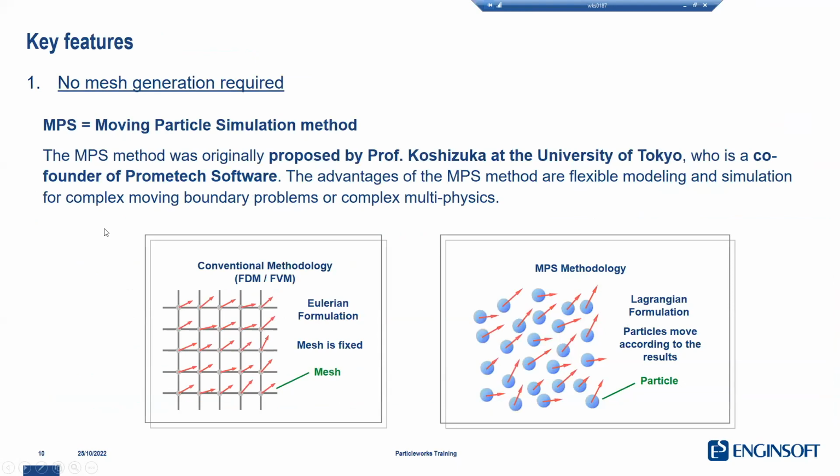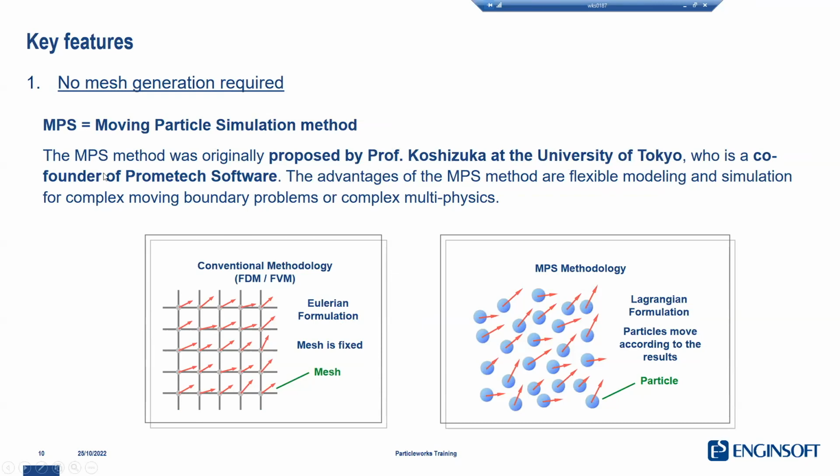So let's see. As I mentioned, the first feature is for sure the fact that we don't have the mesh generation. We don't have to generate a mesh. So conventional CFD has this sort of Eulerian formulation with a fixed mesh that we have to pre-calculate before running the simulation. And the moving particle simulation proposed by Professor Koshizuka, this professor at the University of Tokyo, actually proposed this method and also co-founded Promethex Software, that is the software house behind Particleworks.